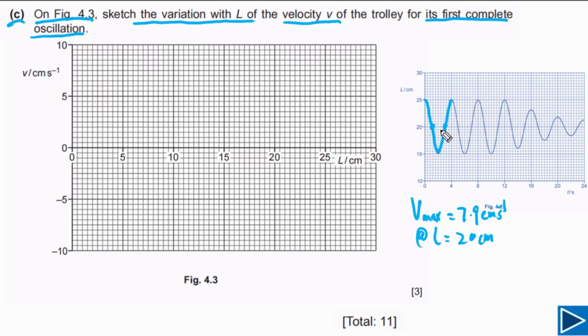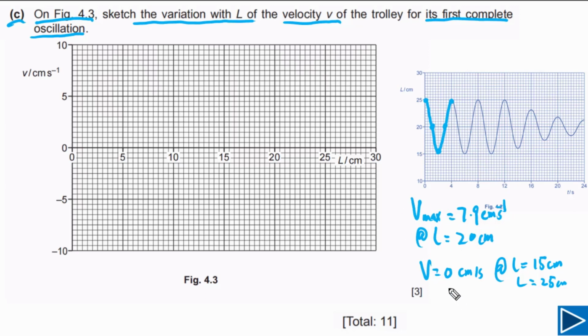We can also see from here that V is equal to 0 when L is equal to 15, so V is equal to 0 centimeters per second. We can say at L is equal to 15 centimeters, V is 0, and this is also 0 at the starting point. Initially it is 0, so we can say L is equal to 25 centimeters. And again, when it completes the cycle, L is again equal to 25 centimeters, so V is again equal to 0. Now simply we have to use this information and we can sketch the graph.